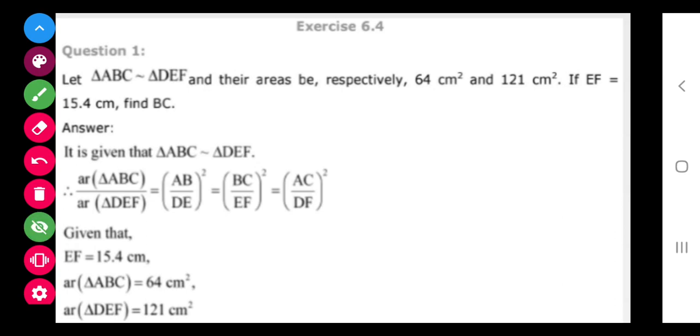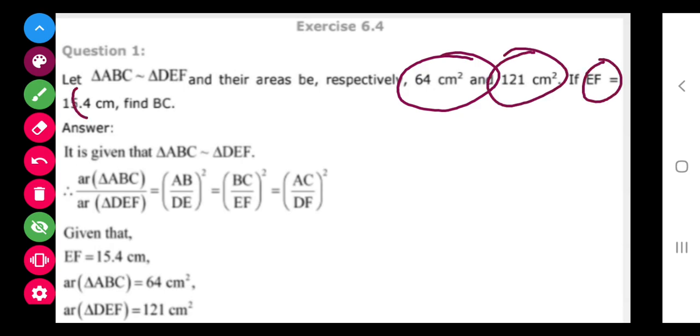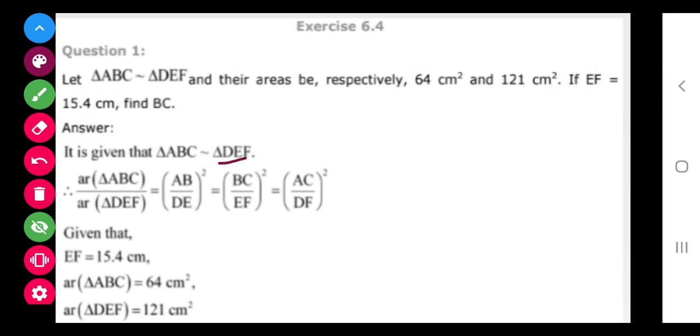Now class, a simple question. First question, it says that triangle ABC is similar to triangle DEF. Their areas are respectively this and this, and EF is given, we have to find BC. So class, what's given? This. It means we know this by the theorem.